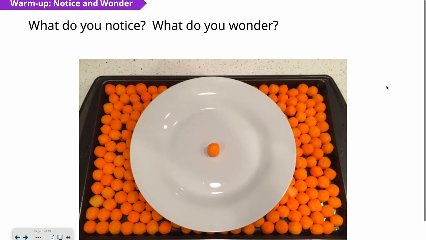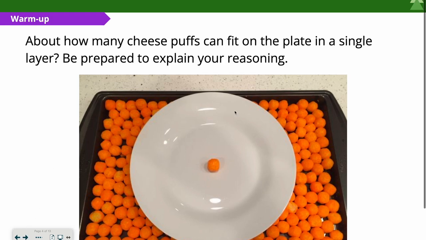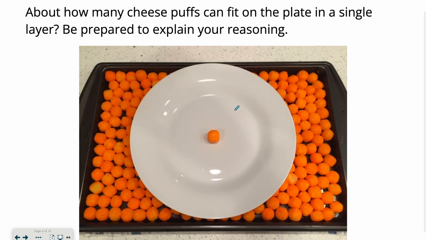So we started with this problem, and what did we notice? Well, we noticed there was a single cheese puff on the plate. There were a bunch of cheese puffs on this rectangular tray. The plate seemed to be a circle. And so we were wondering about how many cheese puffs we could fit on the plate in a single layer.